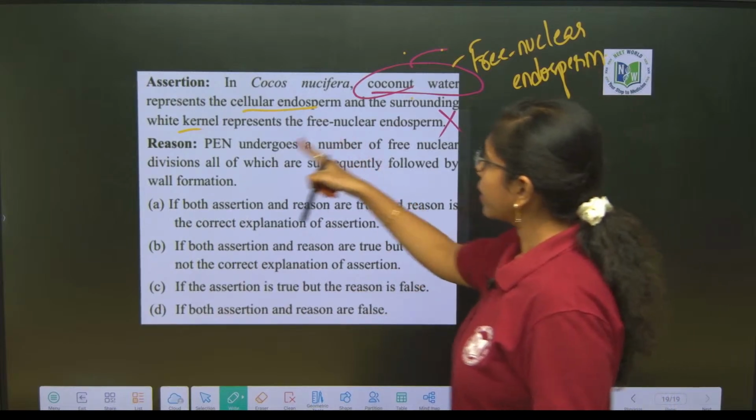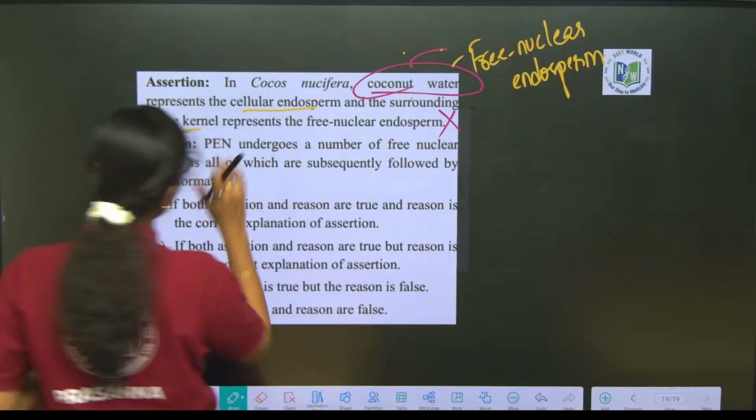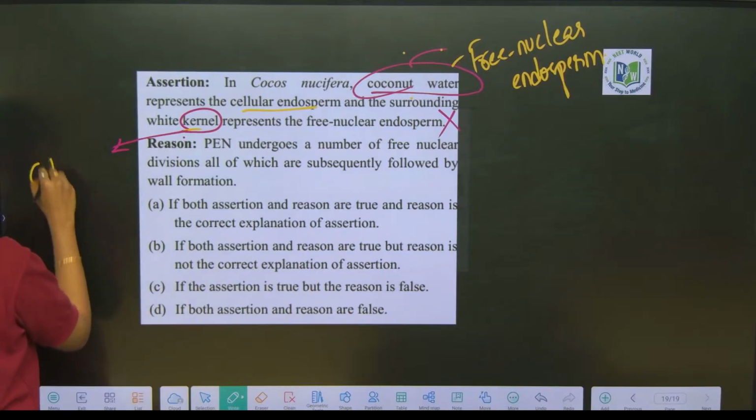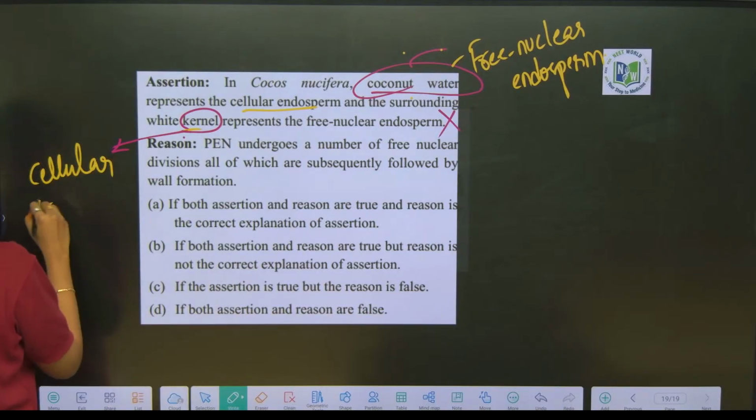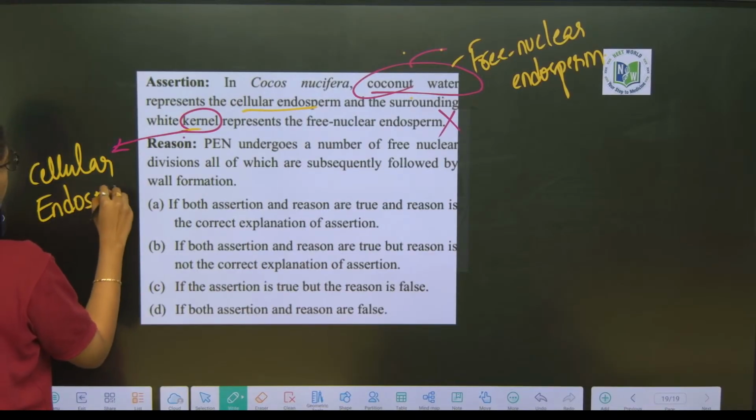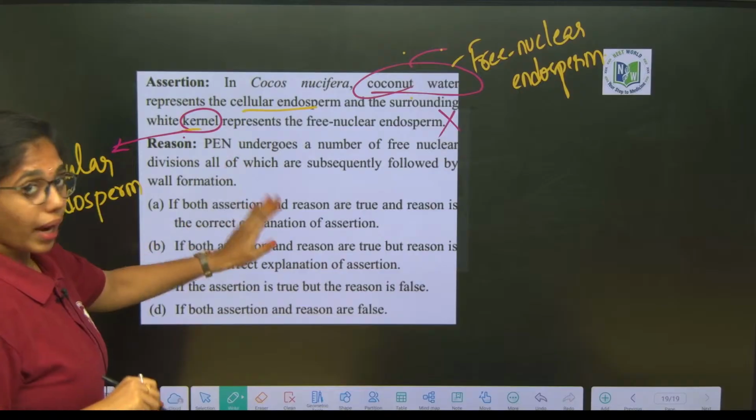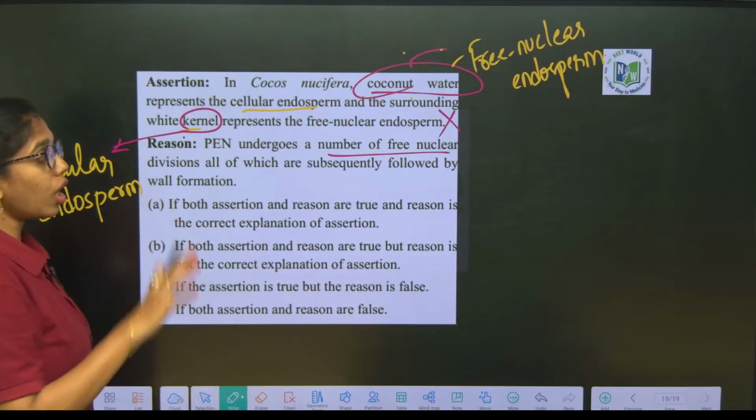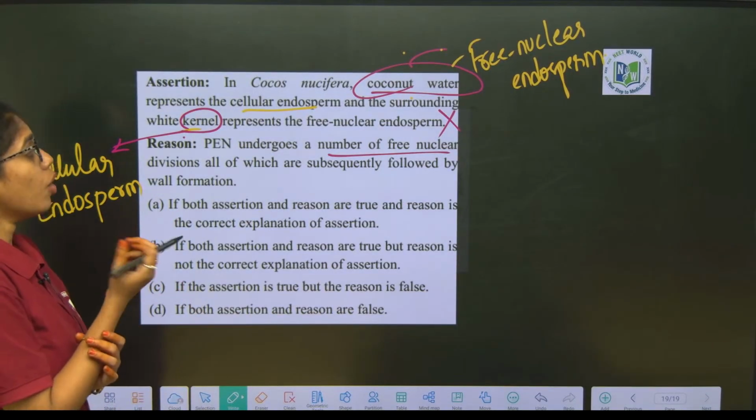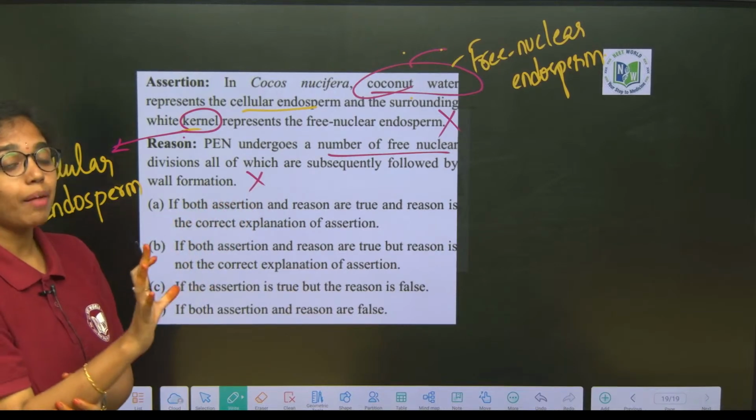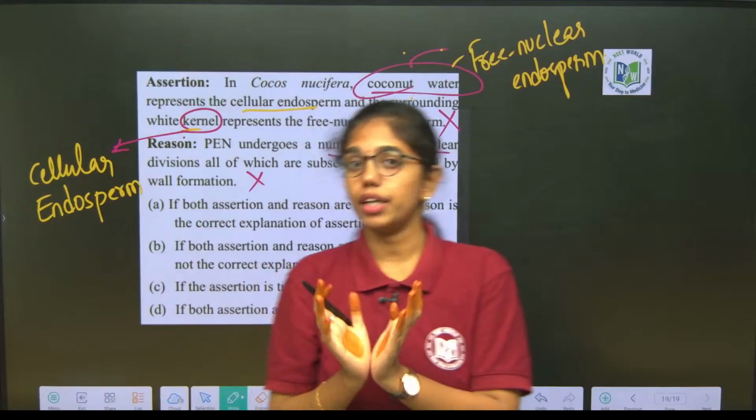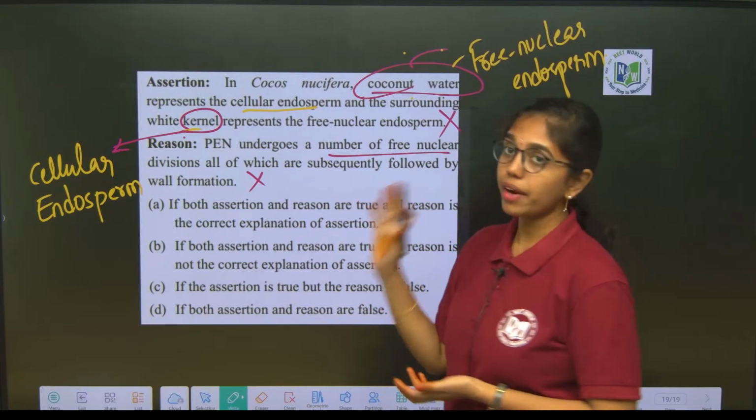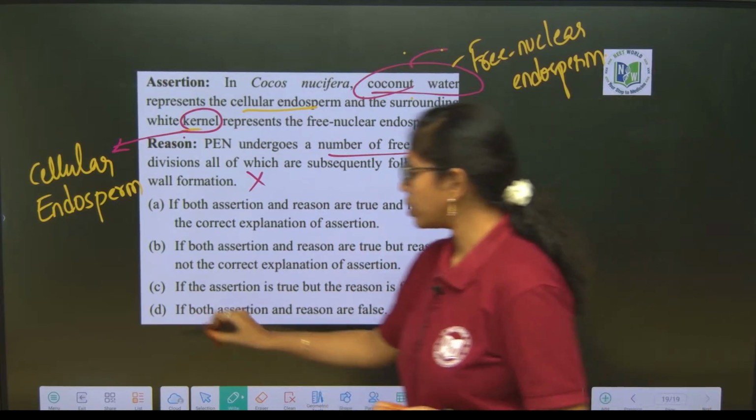Fine. And the kernel, that is a white layer above the coconut water, this represents cellular endosperm. Then in reason, primary endosperm nucleus undergoes number of free nuclear divisions, all of which are subsequently followed by wall formation. Wrong. Wall formation will happen only in the cellular endosperm, that is in the kernel, not in the free nuclear endosperm. So here what will be the right answer, beta? Assertion and reason both are false.